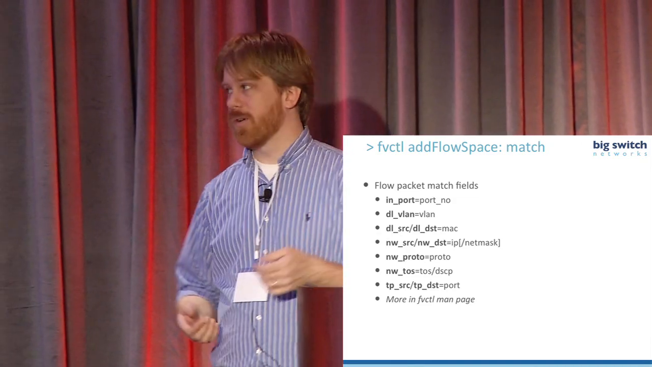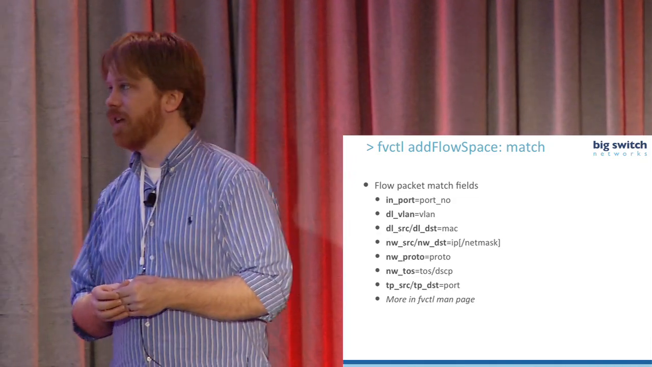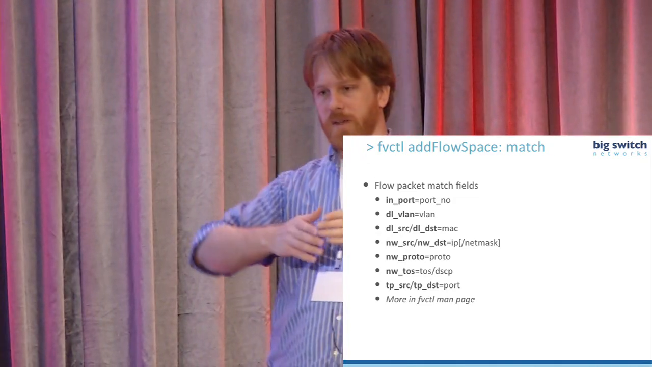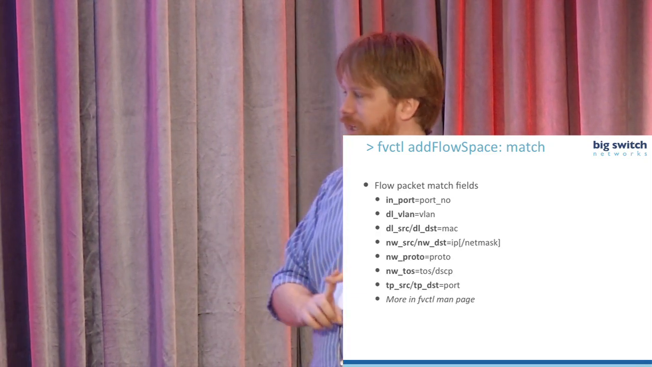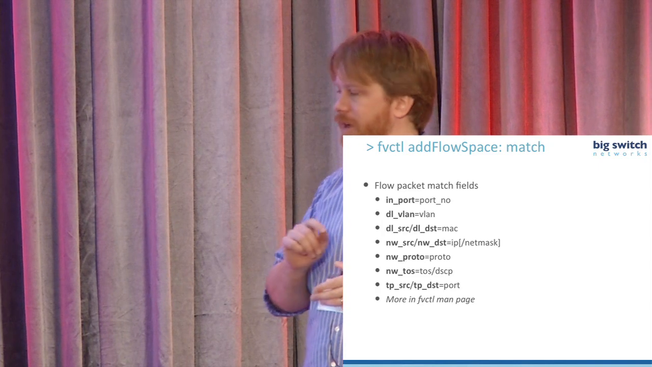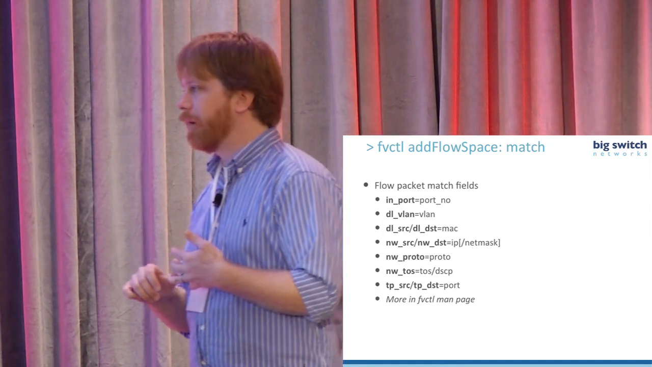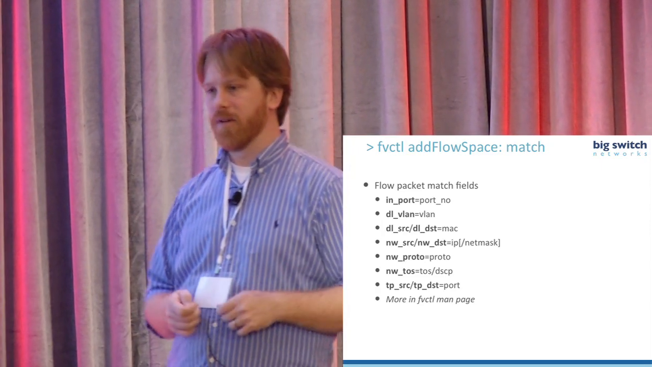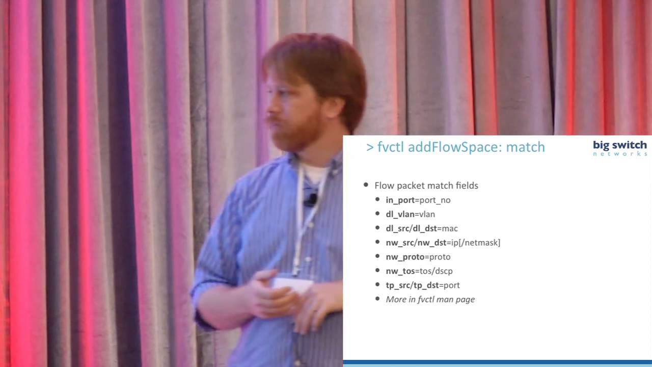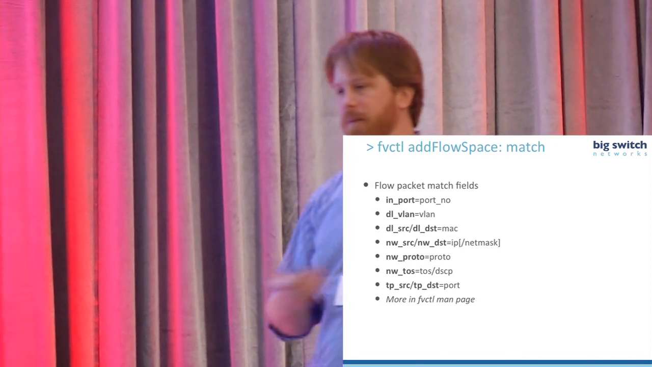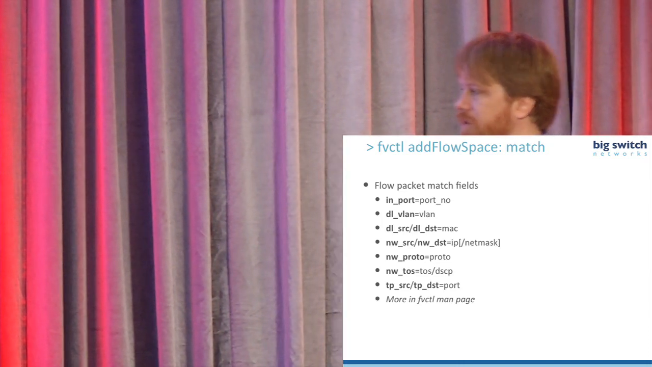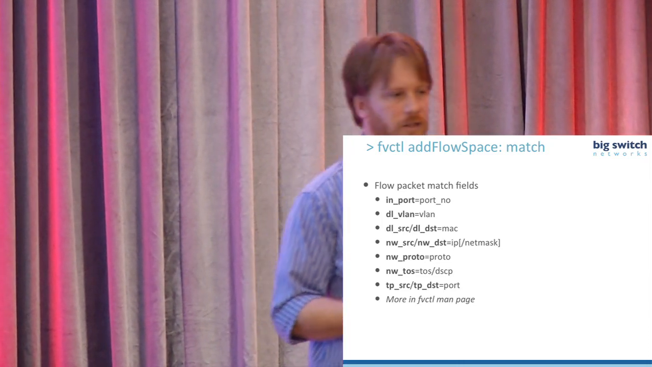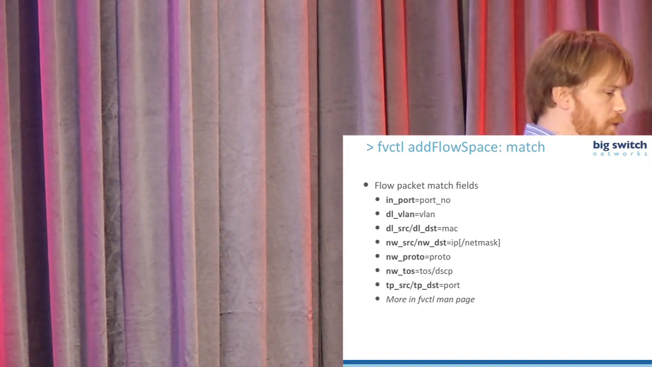This shows the flexibility of the match structure, and it's actually even an incomplete list. You can subdivide the traffic, if you remember that graphical picture that I drew, by incoming port, by the VLAN, by the MAC addresses, IP addresses. You can even put in prefixes there. Network protocol type: is this UDP, is this TCP? DiffServ addresses, TCP ports. There's full documentation on this in the man page.